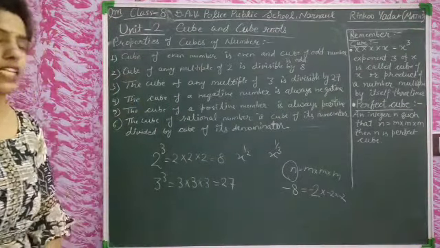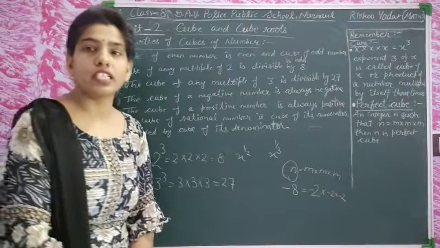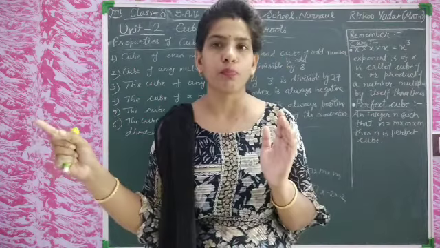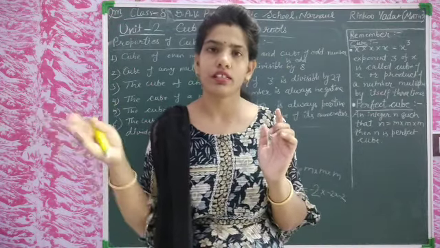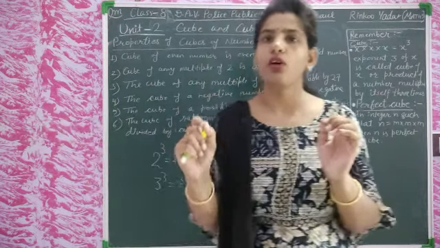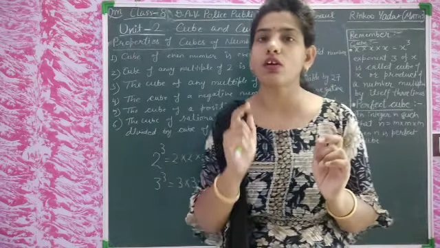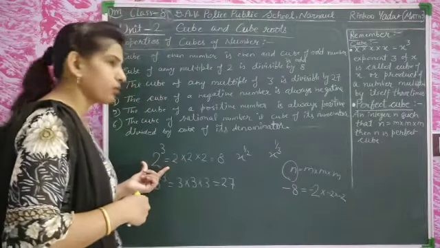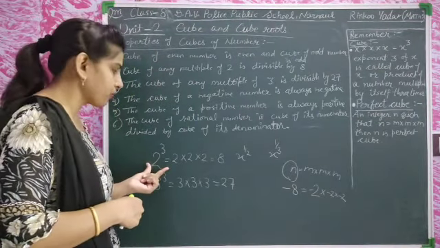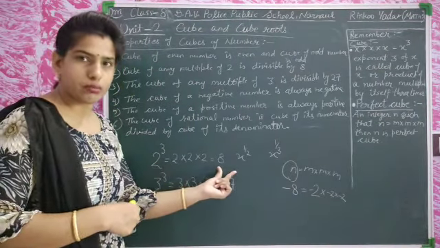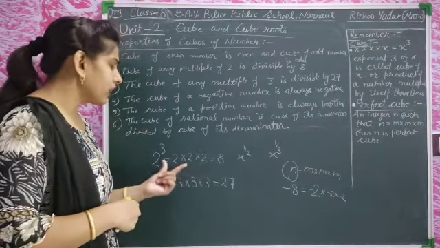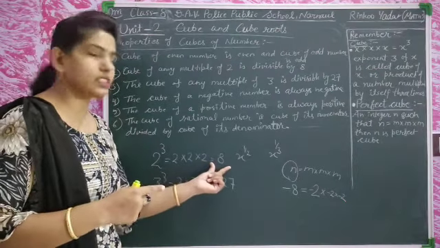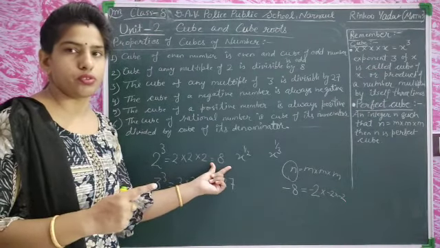Now property number two: cube of any multiple of 2. Multiple of 2 means table of 2. Cube of any multiple of 2 is always divisible by 8, because the first multiple of 2 is 2, and its cube is divisible by 8. Now if we have any other multiple of 2, then there must be a multiple of 8 also.